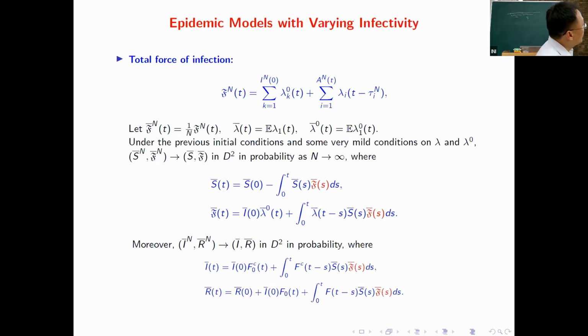Okay, so you will notice that I have labeled here in red the force of infection. In the standard model, this is just lambda times I, right? Here it is changed to be a general function, the force of infection. Okay, so once we solve this set of equations, we can get the size of the infected population.